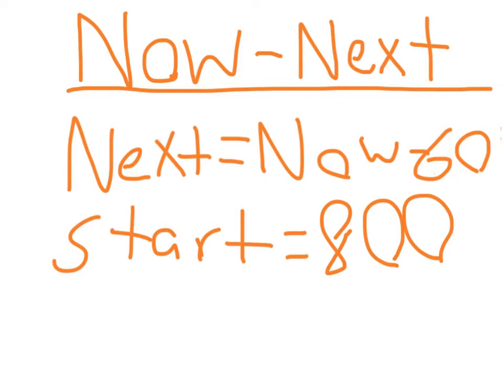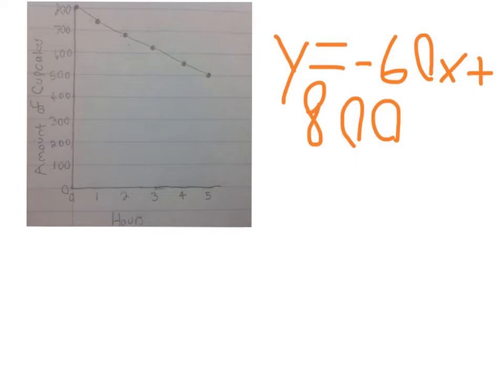So here's the now next equation. You can see next equals now minus 60, and the start is 800, as I showed in the table. So here we have the graph and the explicit equation. Here's the graph, and as you can see, it's for the most part straight. Obviously, it's not going to be completely straight because I drew it, but yeah, it's linear decay. And then here's the explicit equation: y equals negative 60x plus 800.